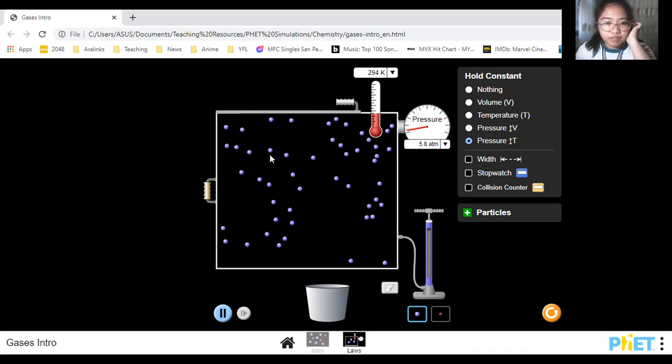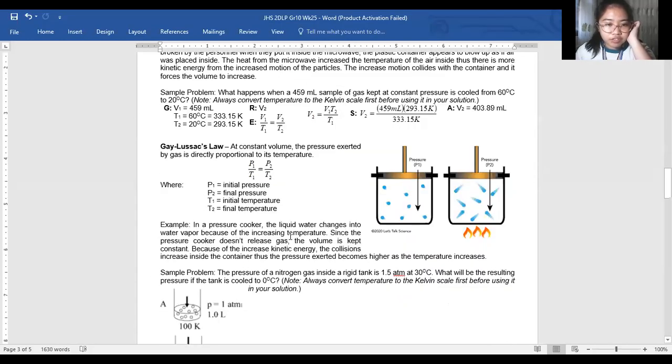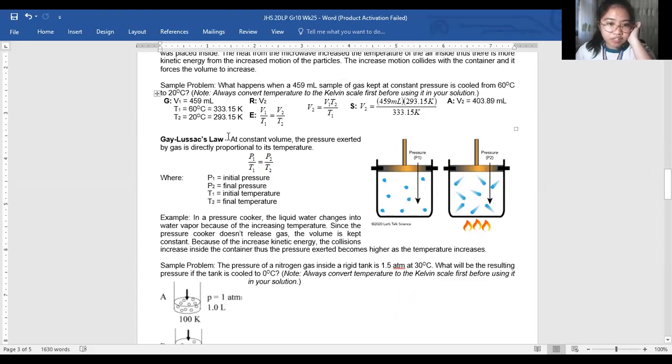Okay? So ngayon punta naman tayo sa Gay-Lussac's law. So the Gay-Lussac's law states that at constant volume, the pressure exerted by gas is directly proportional to its temperature. So, ang example niyan is yung pressure cooker. Meron naman siguro kayong pressure cooker, or alam niyo naman kung ano yung pressure cooker kahit na wala kayo nun sa bahay. So, yung volume kasi niya, constant.